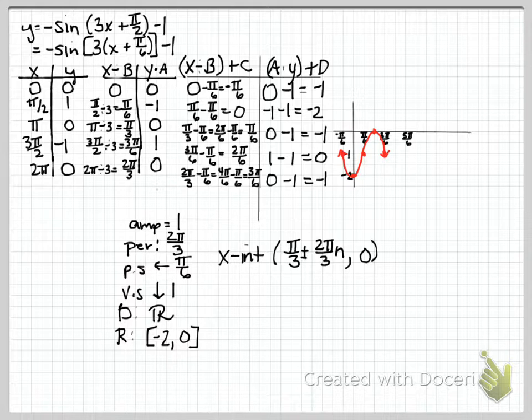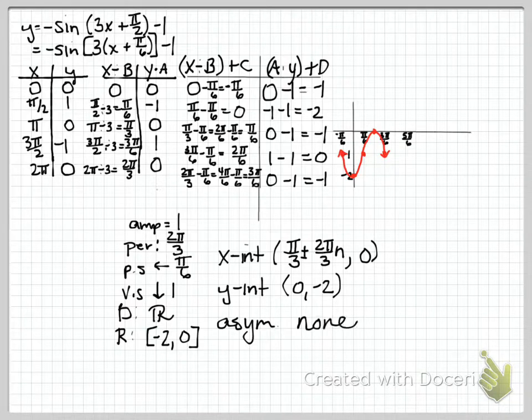Y-intercept, we can actually just look at the graph here. Makes it easy. That's at 0, negative 2. Again, there are no asymptotes. Alright, so this is the last graph for section 4.5. Alright, we will continue on with the next one.